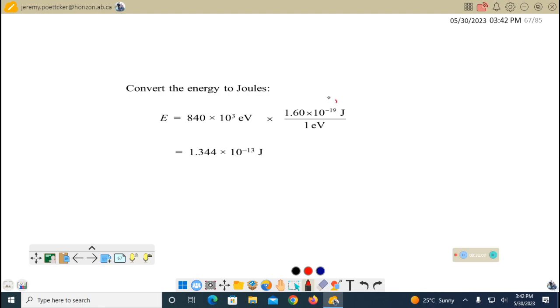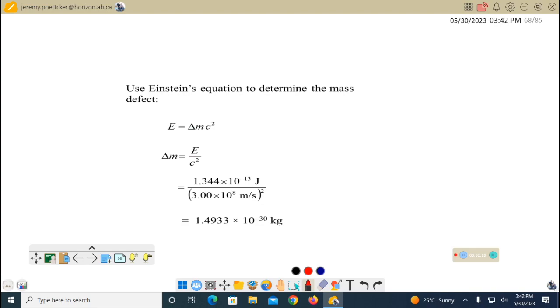Okay. This is correct. And so that's going to be 1.344 times 10 to the negative 13 joules. We'll use the formula now to figure out how many kilograms that is, right? So delta m is going to equal that value, 1.344 times 10 to the negative 13 joules. Again, do the calculation, please.